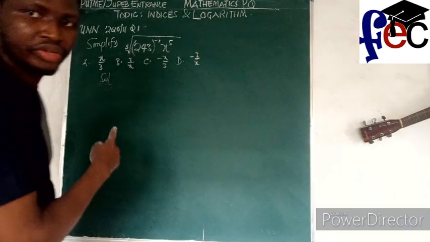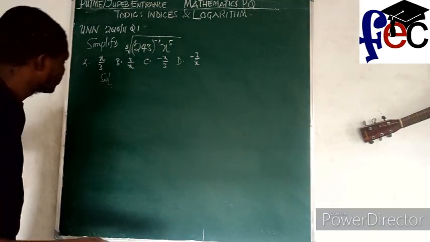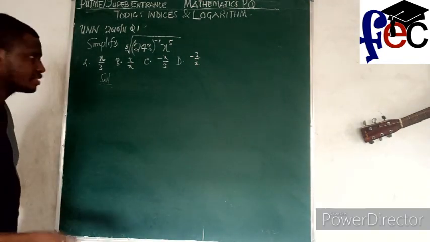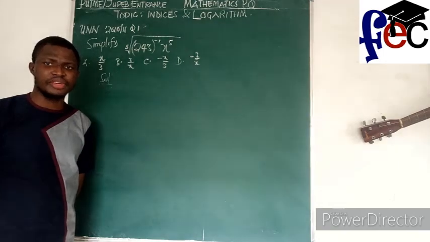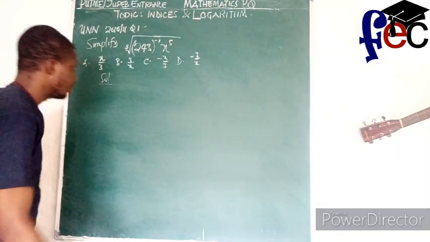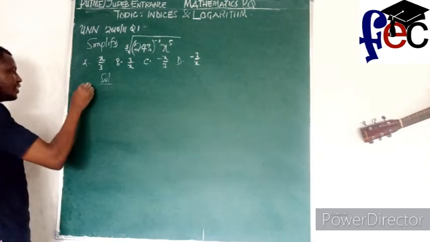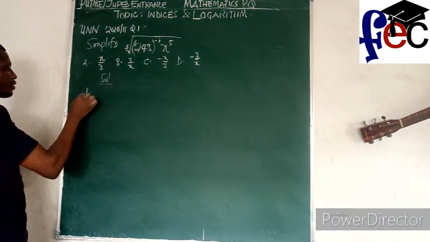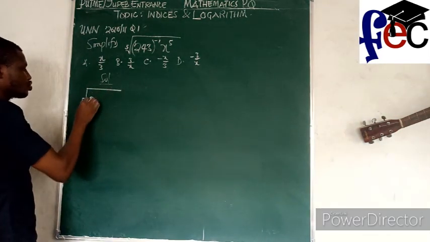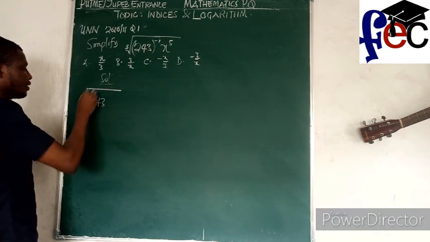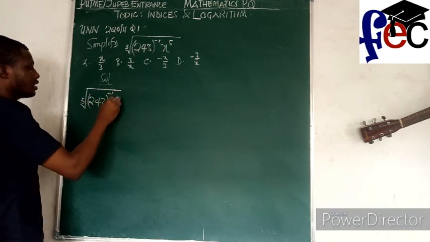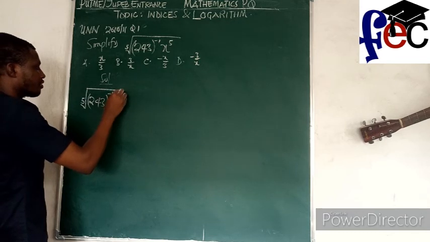Okay, so how do we solve this problem now? You need not panic. We'll still make use of the rules of indices, okay? Now look at it. We are to look for the fifth root. So this means the fifth root of 243 raised to power minus 1, x raised to power 5.